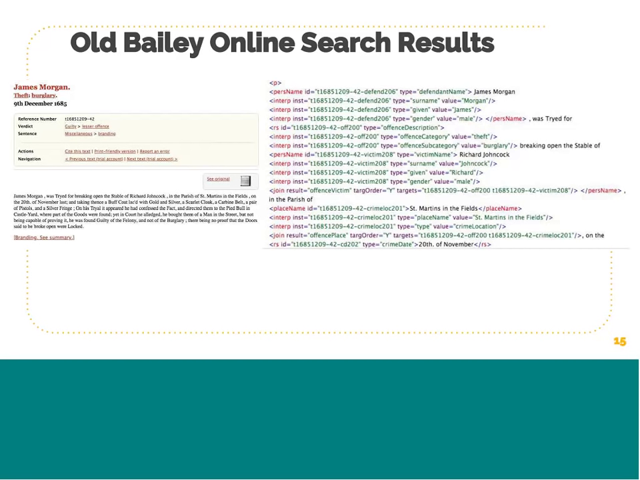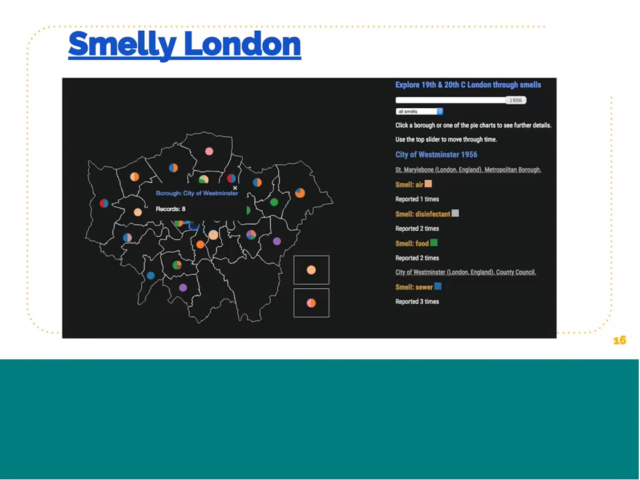And then there is one of my very favorite newer DH projects, smaller than the Old Bailey Online, but no less exciting, and that would be Smelly London. And the source material that they have used here is over 5,000 medical officer of health reports from Greater London, covering a span of about 130 years and digitized and made available by the Wellcome Library in London.